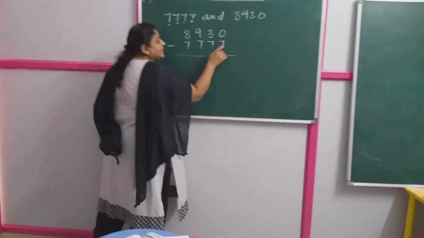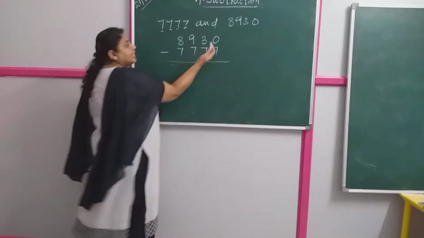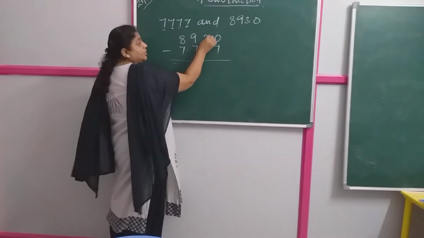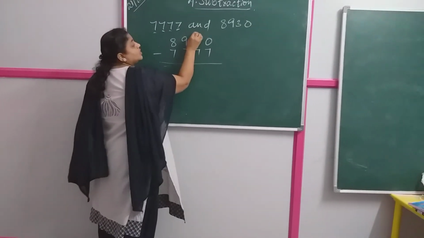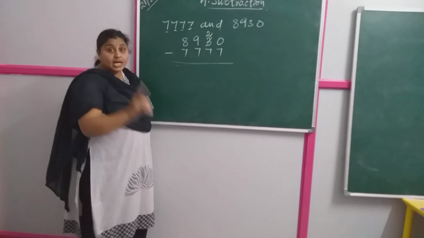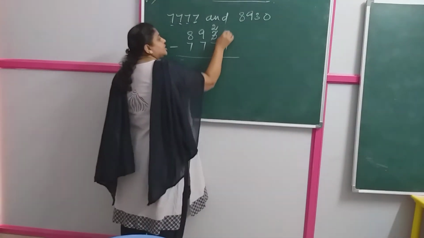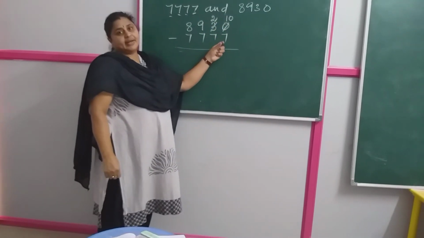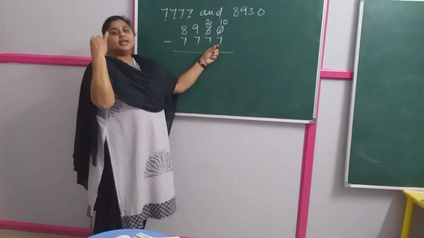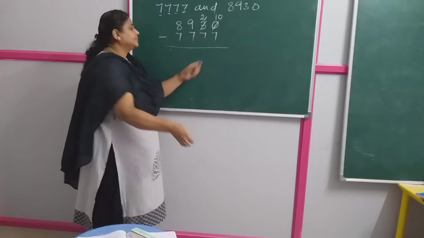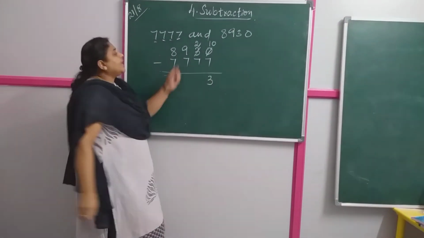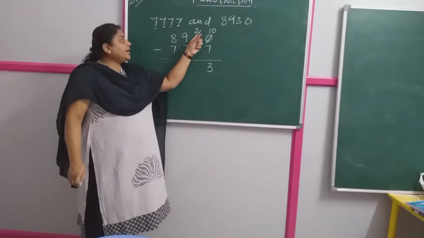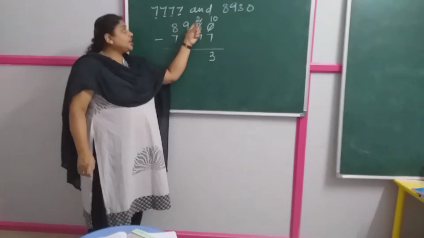From 0 can I take 7? No. I am taking a borrow from the previous number. Now 3 on giving a borrow changes to its before number 2 and 0 changes to 10. Alright, 10 minus 7. Come on, start counting after 7: 8, 9, 10. 3. Now again from 2. Already we have taken out a borrow. So 3 changed to 2.